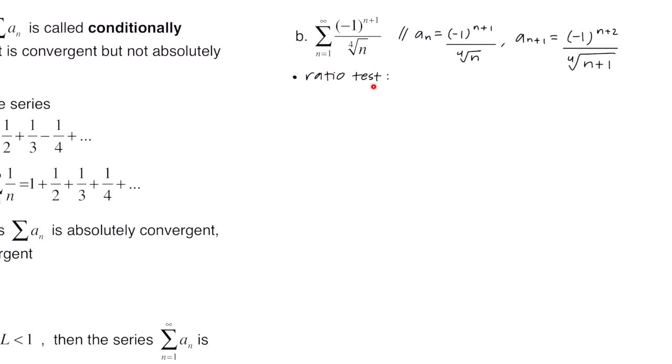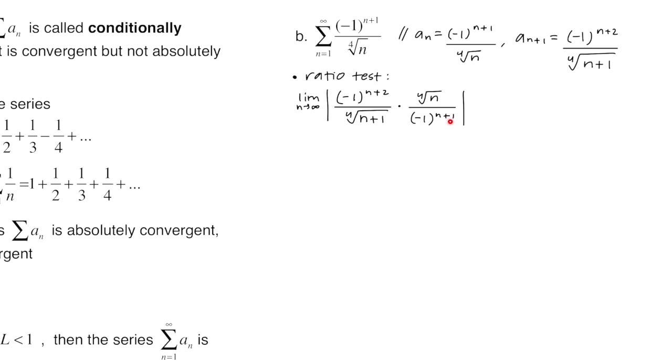To set up the ratio test, we're going to take the limit as n goes to infinity of the absolute value of a sub n plus 1 divided by a sub n. All right, so here's our limit, the absolute value, and this is our a sub n plus 1. Now we're going to divide by a sub n, which is the same as multiplying by its reciprocal. Okay, so at this point right here, we have negative 1 to the n plus 2.